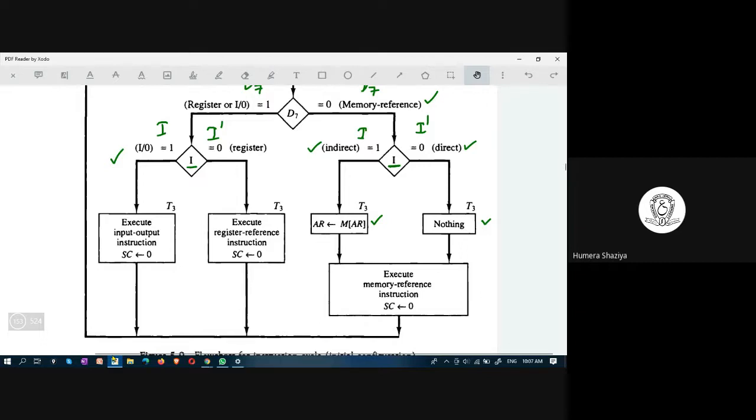So this T3 is the time slot, and T3 determines the time to execute the register reference instructions that we are learning now.